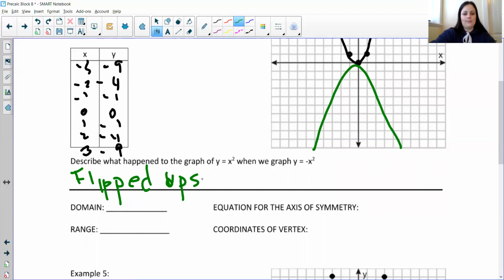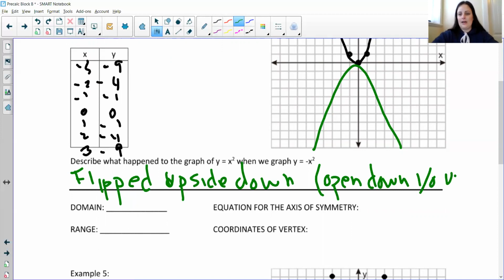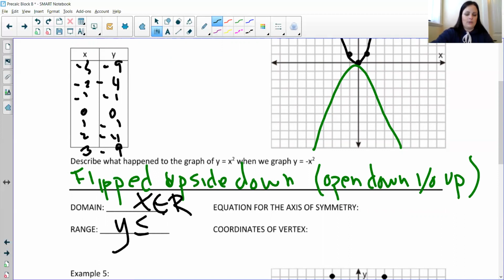Oops, apparently upside down. And so that means it opens down instead of up. And that's my abbreviation for instead of. Okay, so the domain is still x can be all real numbers. The range here has changed. Instead of y having to be greater than or equal to 1, it is less than or equal to 0.